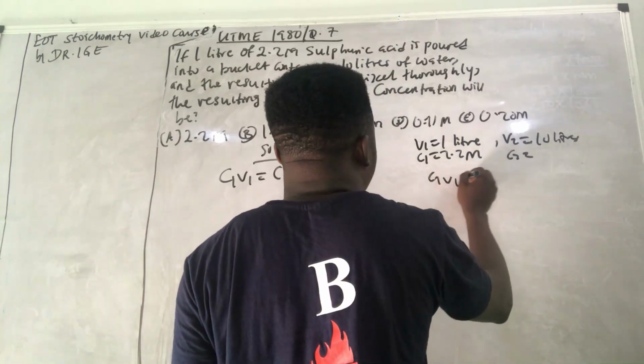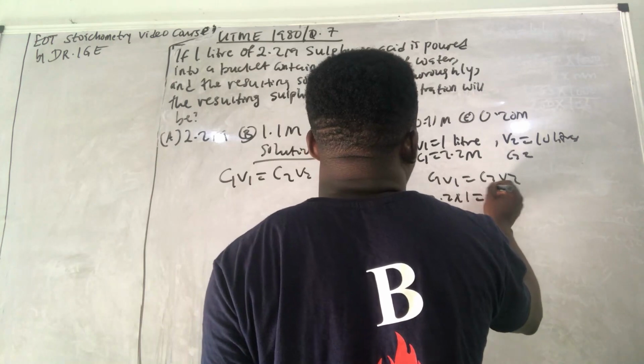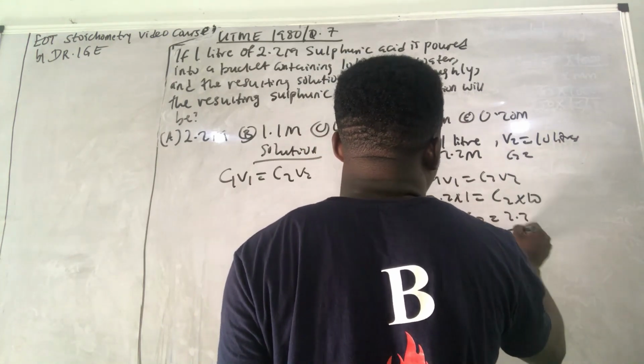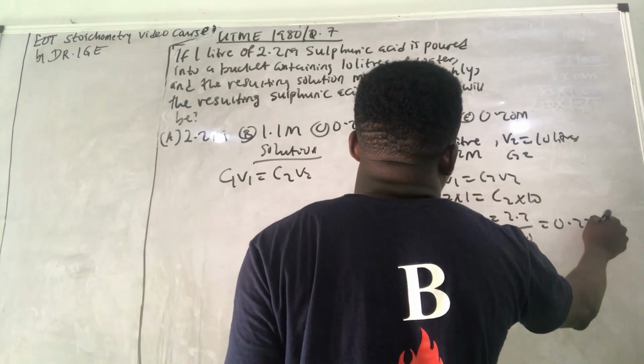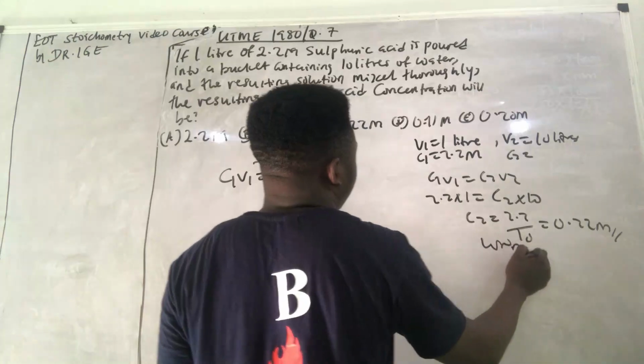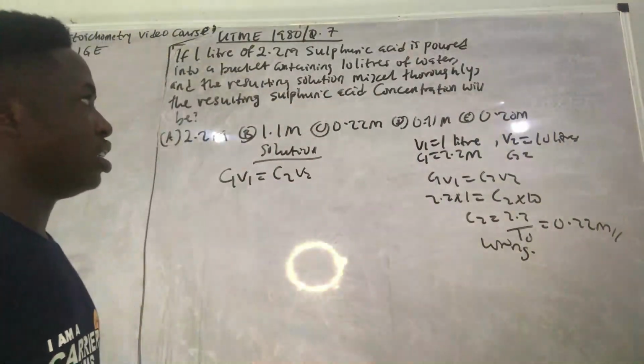Then C1V1 equals C2V2, and then 2.2 times 1 is equal to C2 times 10. Then C2 is 2.2 divided by 10, that is 0.22. This is what every candidate wants to pick, and this is actually what is wrong. Solving it that way shows that you don't actually understand what the question is saying.